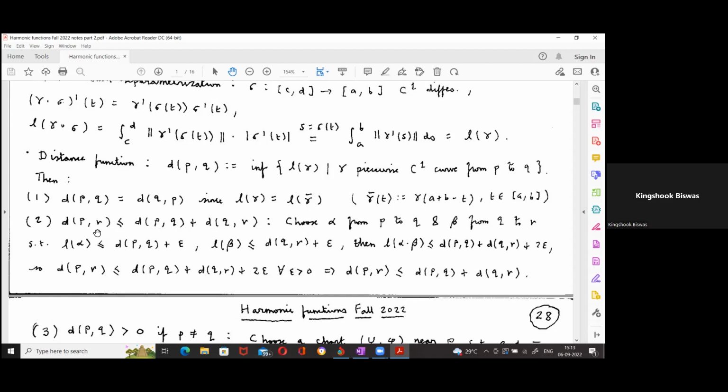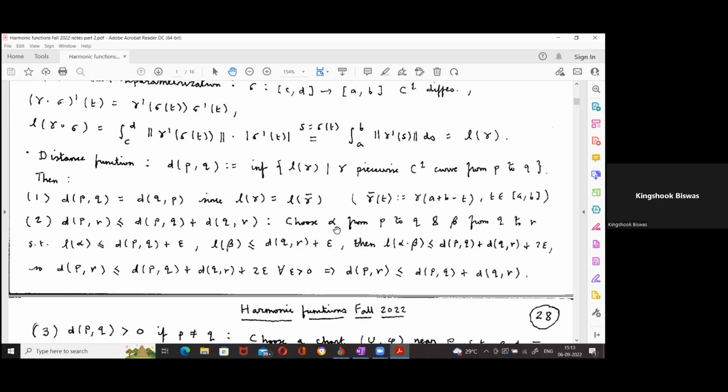So suppose I take three points P, Q, R. I want to show the triangle inequality holds. What I can do is, given an epsilon, since this is an infimum, I can choose a piecewise C1 curve alpha from P to Q and a piecewise C1 curve beta from Q to R, such that the length of alpha is less than or equal to the infimum, which is d(P,Q), plus epsilon, and the length of beta similarly is less than or equal to d(Q,R) plus epsilon.